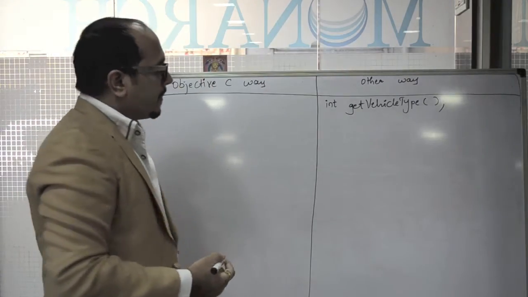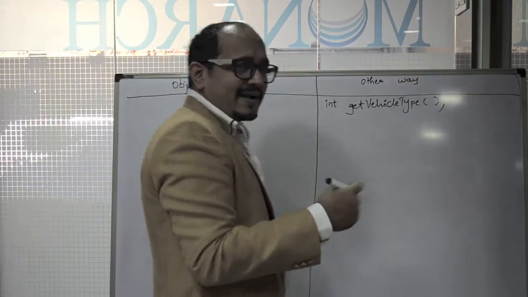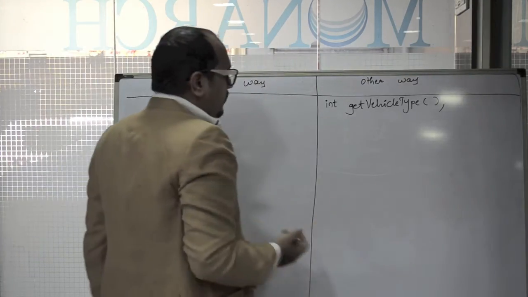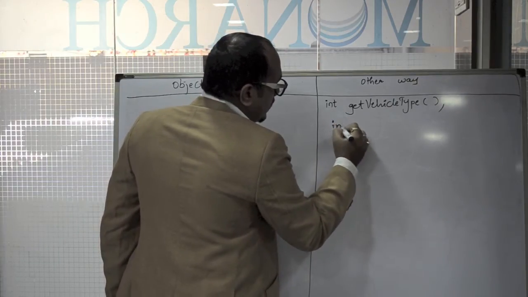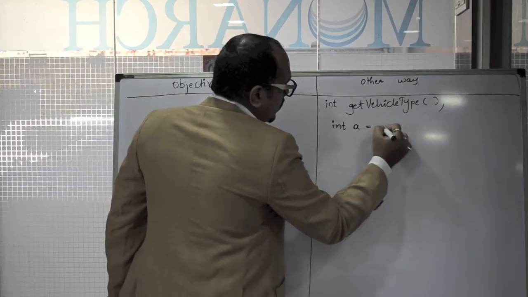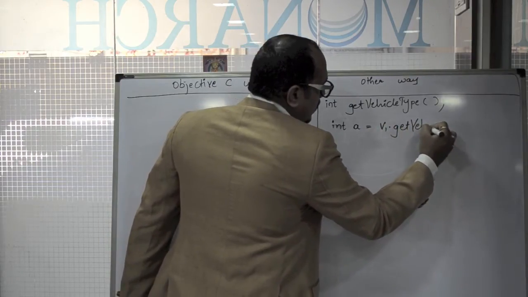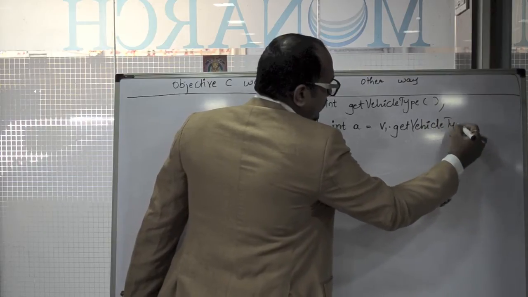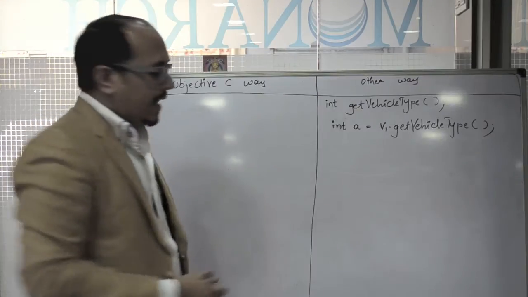Now, how would I call this method? Suppose V1 was declared in some part of the code, and it would be called this way: int a equal to V1 dot getVehicleType. Everyone agrees with this? This is the syntax we use in other languages.